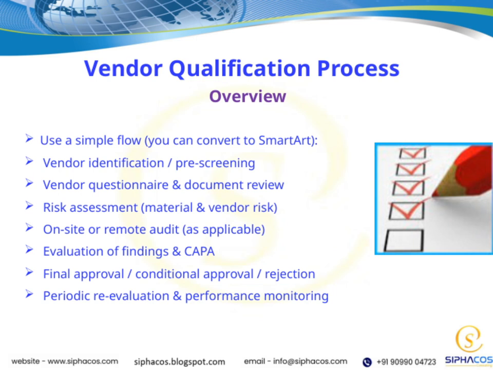After the audit, we evaluate the findings and implement corrective and preventive actions, or CAPAs, to address any gaps. Based on this comprehensive review, we make a decision: either final approval, conditional approval, or rejection. And importantly, our process doesn't end there. We have periodic reevaluations and ongoing performance monitoring to ensure the vendor continues to meet our standards over time. This structured approach helps us mitigate risks and maintain a strong supply chain.